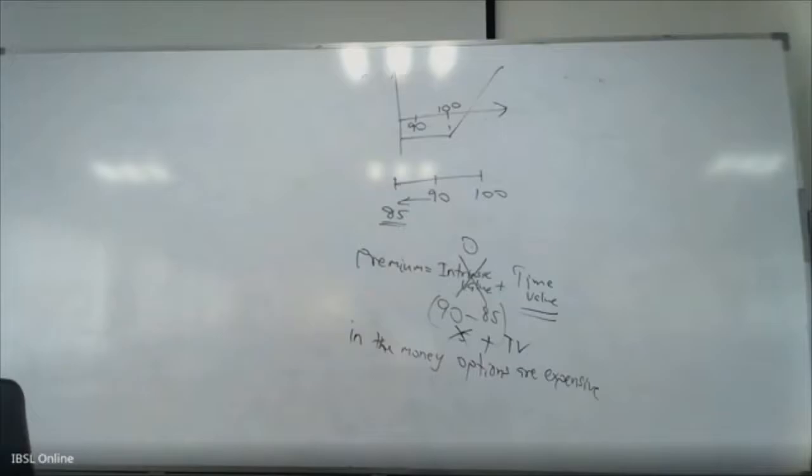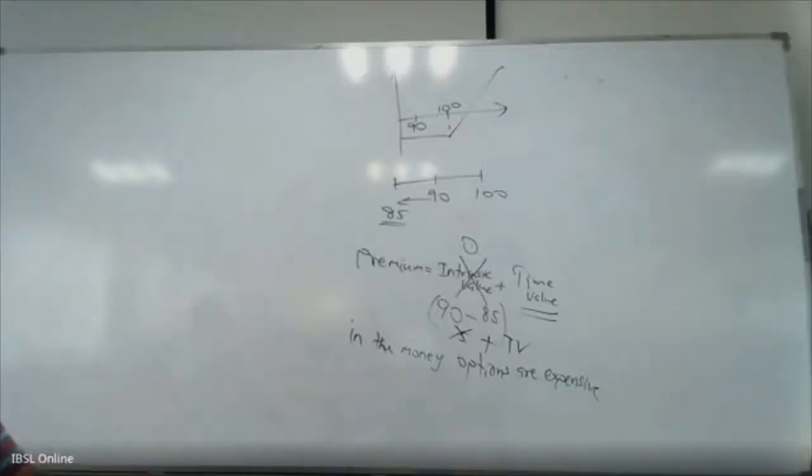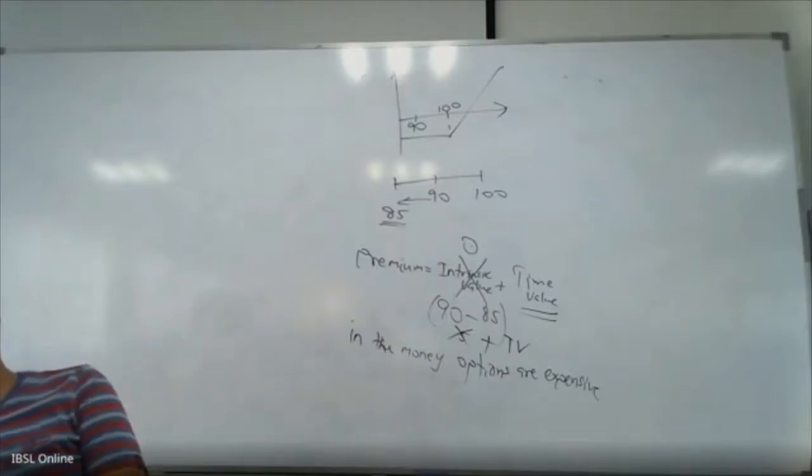Sir, but when we want to buy an option, we don't know the spot price that will prevail at that time, so we can't decide the intrinsic value. No, when you buy the option, the spot price you will always know. That is the only thing you will know. You will not know what it is going to be in the future.